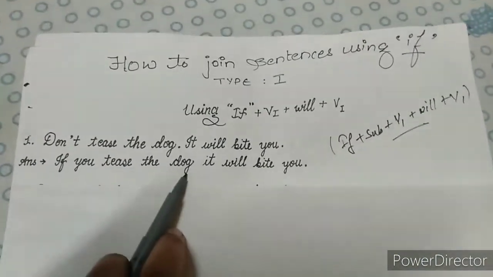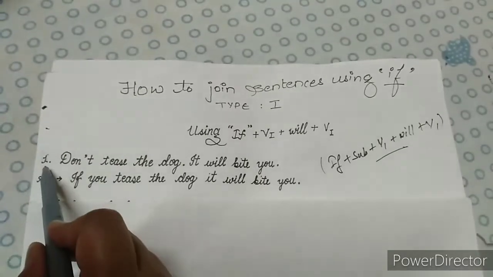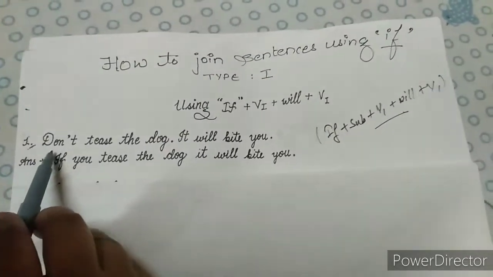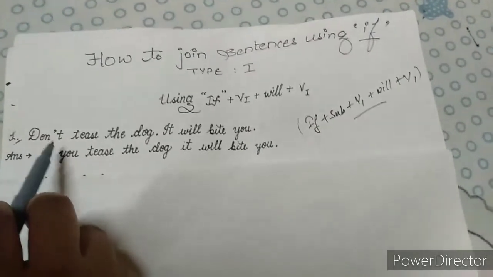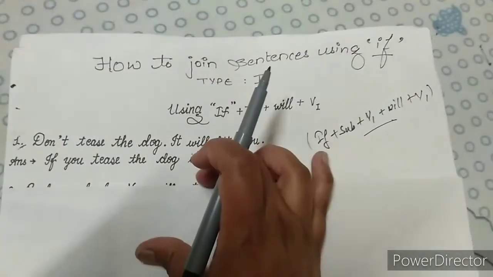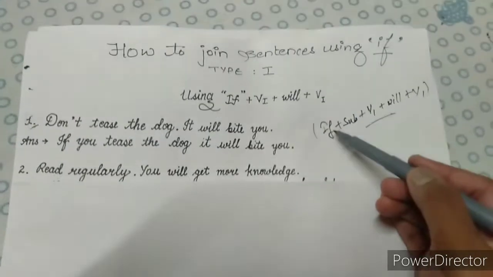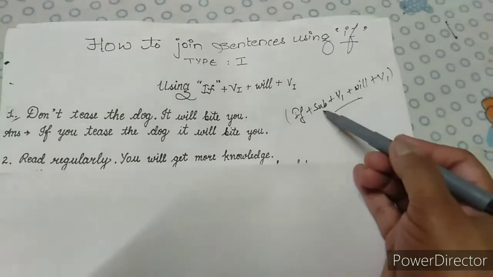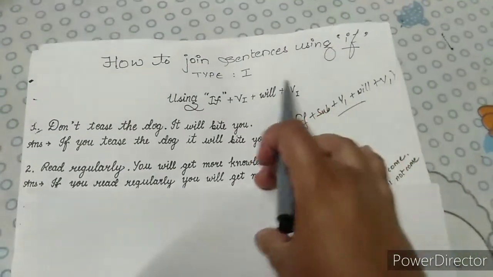So, don't tease the dog, it will bite you. If you tease the dog, you is the subject over here. Because there is no subject here, it is already identified that it would be you, because this is an imperative sentence. So in an imperative sentence the subject is already assumed. So, if you tease the dog, it will bite you. Let's take the second sentence. Read regularly, you will get more marks. Follow this: if, then you would be the subject because it's assumed. If you read regularly, you will get more marks.